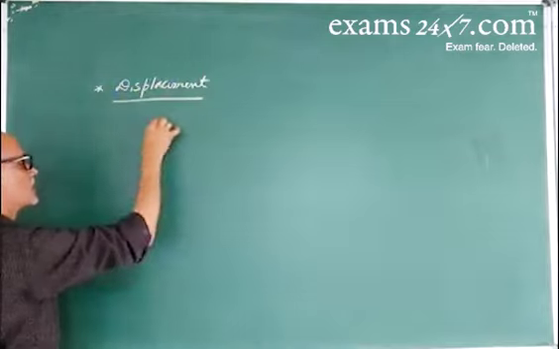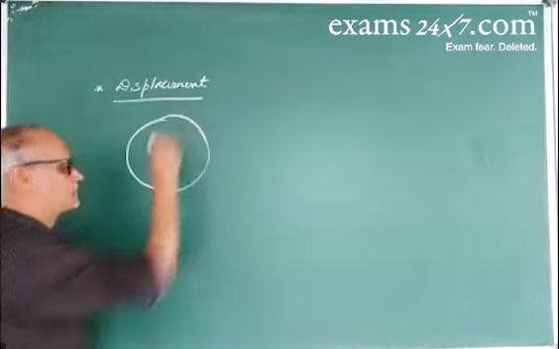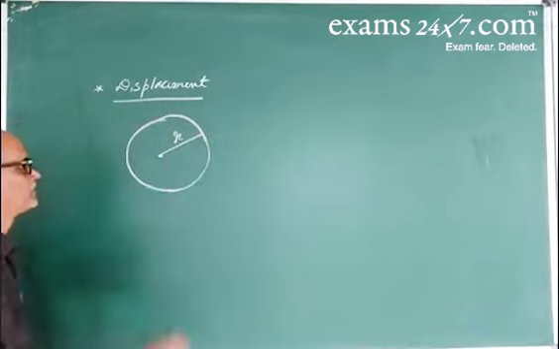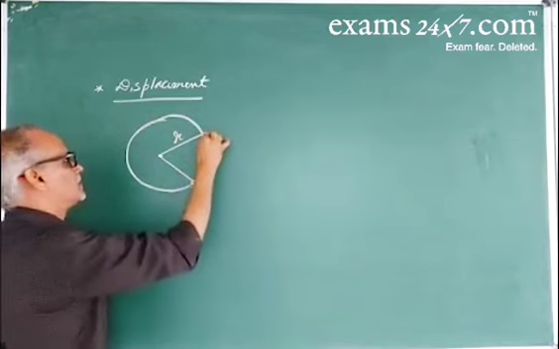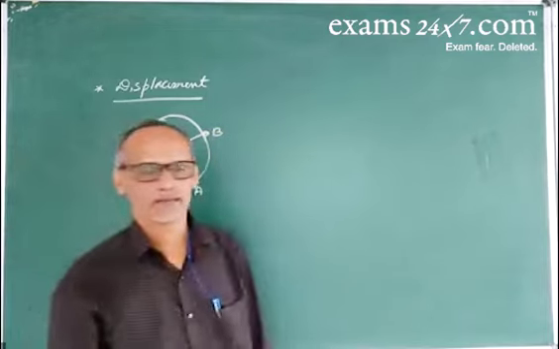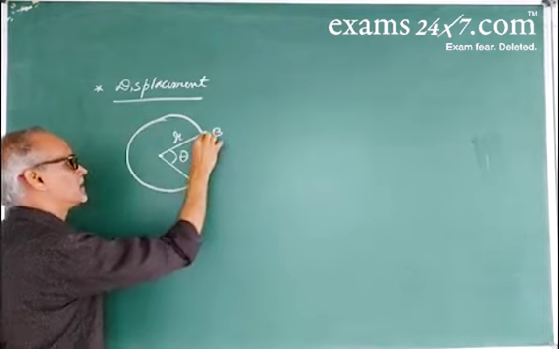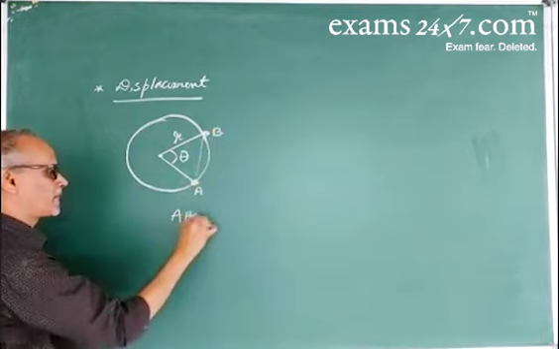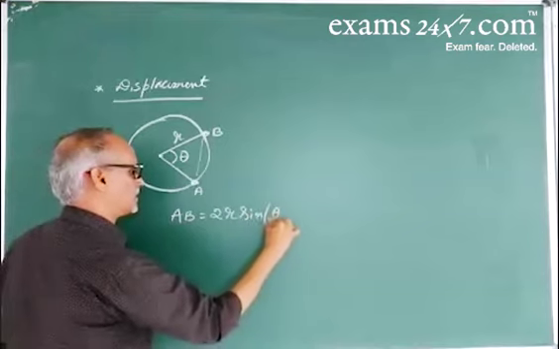the body moves in a circular path, and if r is the radius, and if the particle moves from point A to point B, describing an angle theta, then the displacement is given by the shortest distance. And that displacement here, in this case, AB is equal to 2r sine theta by 2.